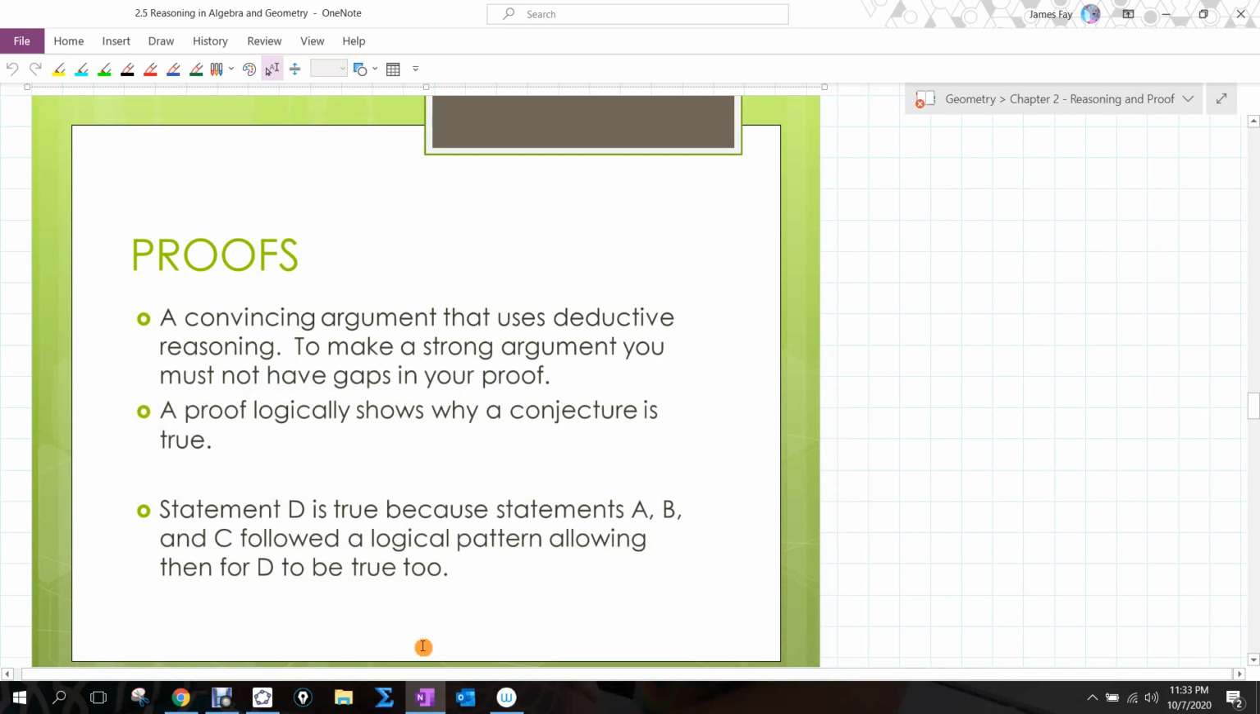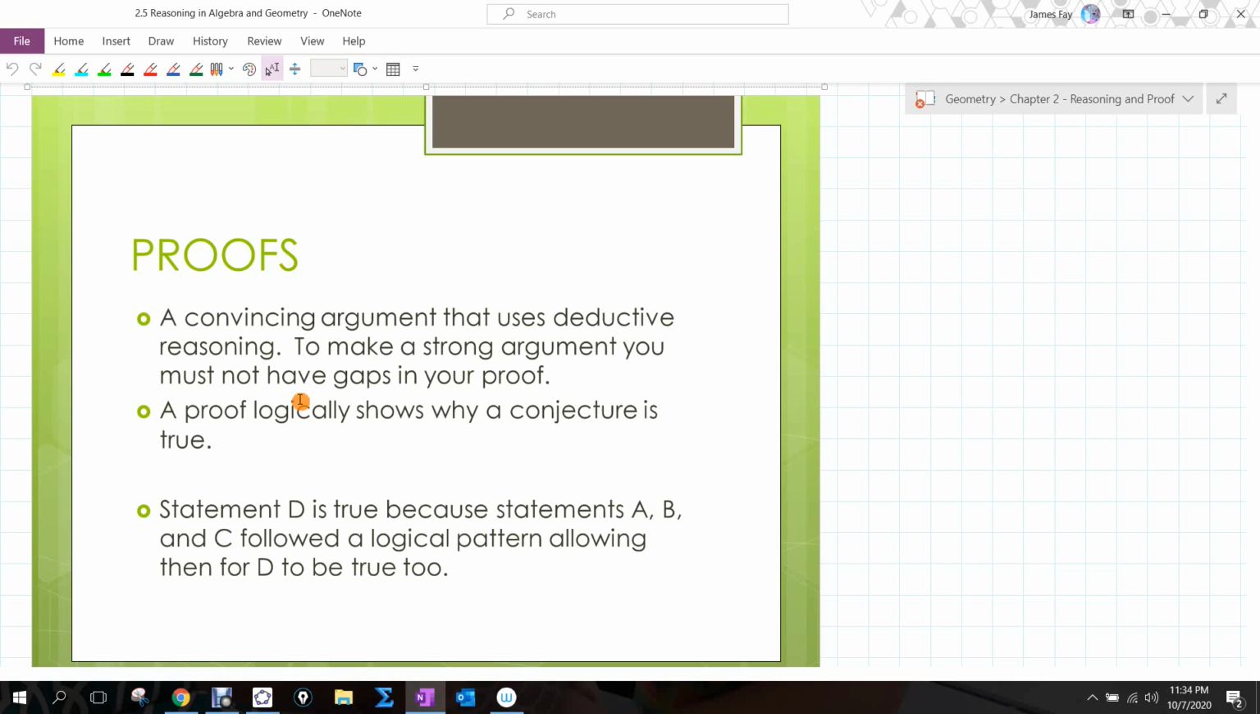I've finished up section 2.5. Start the discussion of proofs. A proof is a convincing argument that uses deductive reasoning. Deductive reasoning being the structure that states a truth based off previously known truths.